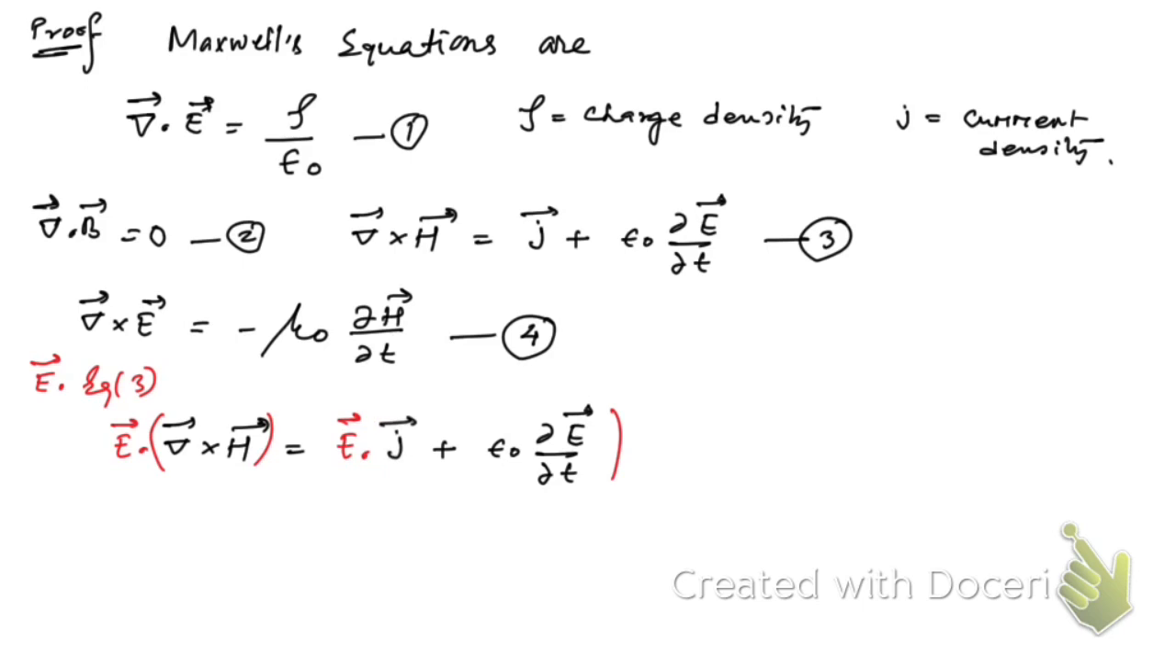So E dot J plus epsilon naught E dot del E by del T. You can write that way. Let us suppose this is equation number 5.